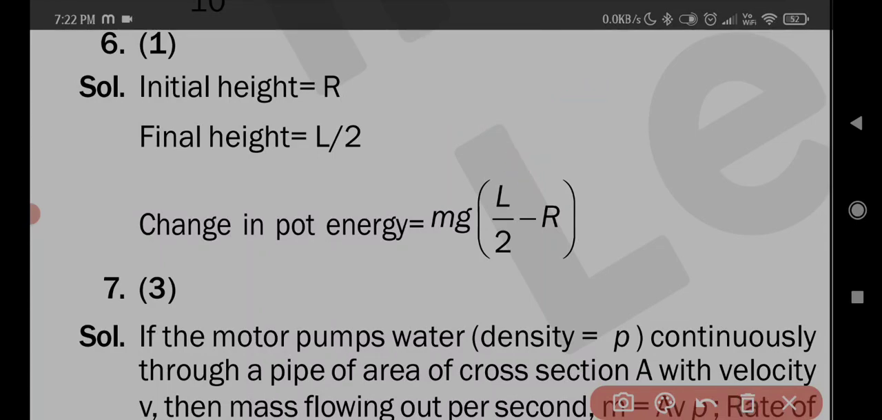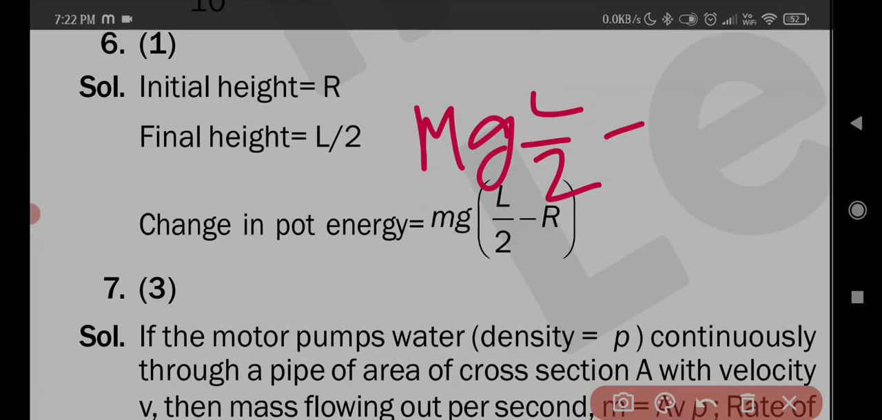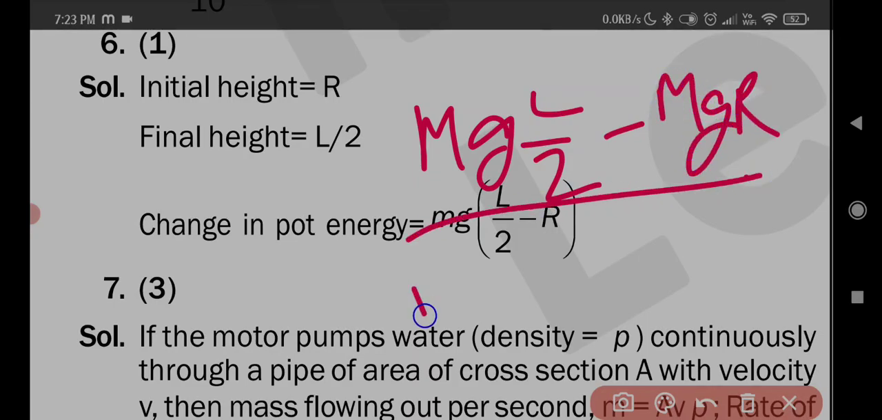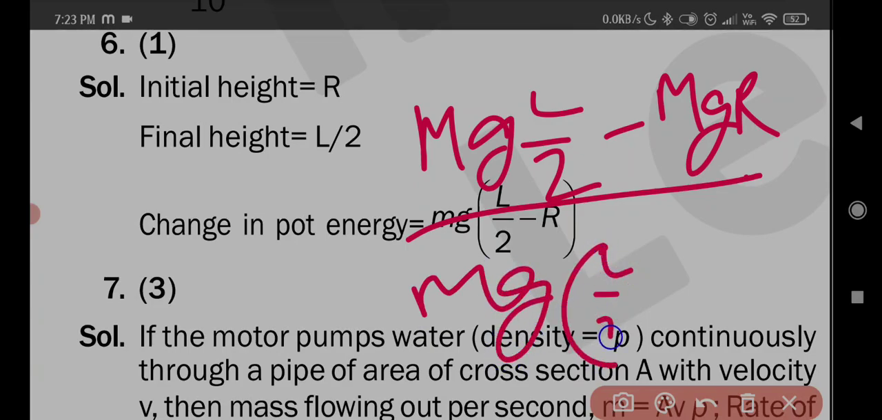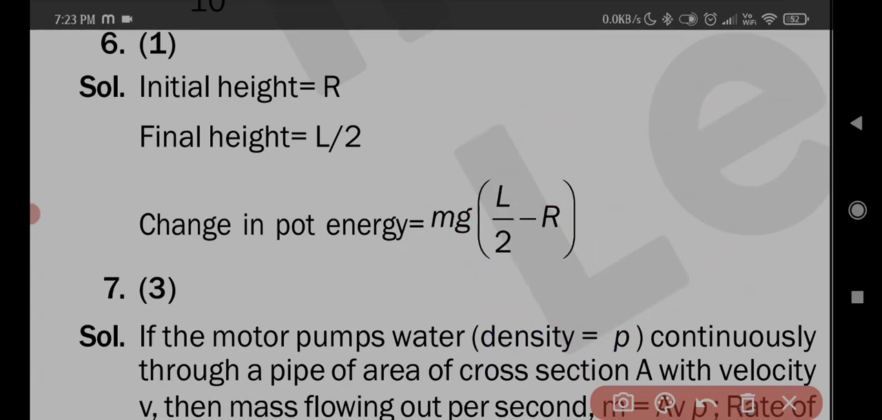Okay, first we'll write the final one: mgh, right? Potential energy is mg(L/2) minus mgr. So if you subtract this, take mg common, so it's L/2 minus r. It's a simple question only. So this way you need to do it. So the correct answer will be mg(L/2 minus r).